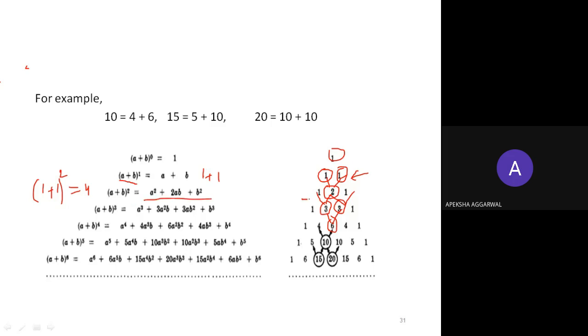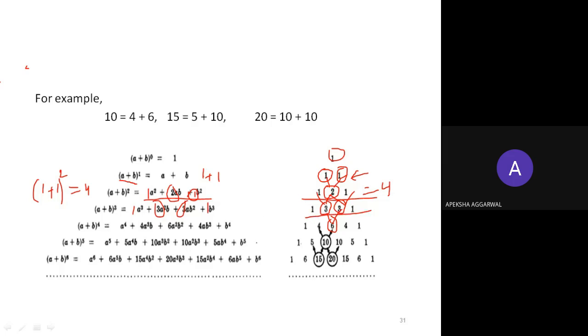Now if we have a look over here, 2ab is 2 into 1 into 1, 2, and then b square is 1. So 1 plus 2 plus 1. So this is also 4. So all the coefficients, 1, 2 and 1: its coefficient is 1, its coefficient is 2 and its coefficient is 1. So everything is represented over here. Now its coefficient is 1, its coefficient is 3, its coefficient is 3 and 1. So you will see 1, 3, 3, 1.